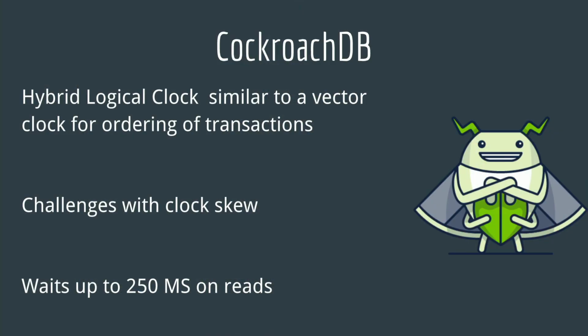CockroachDB has hybrid logical clocks, similar to a vector clock, for ordering your transactions. They deal with a lot of challenges with clock skew. They can wait up to 250 milliseconds on reads. In my mind, I still have a lot of questions about whether they're really going to be able to pull this off. They're basically trying to do their own version of Spanner without the atomic clocks, which is a really challenging problem.